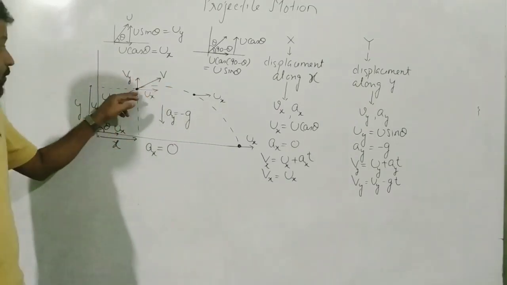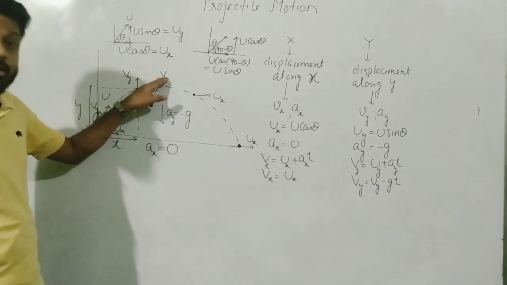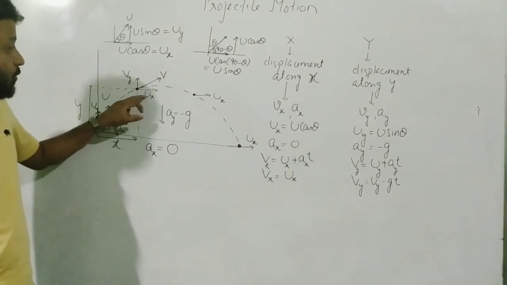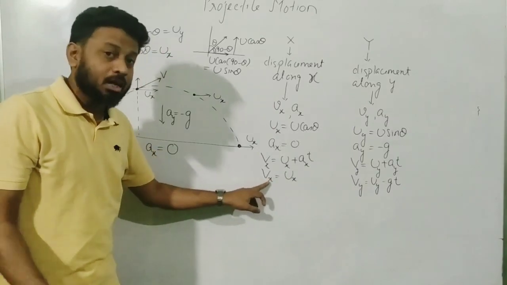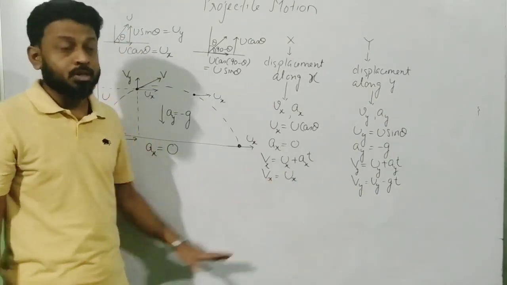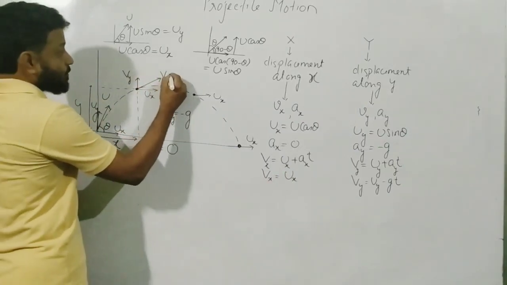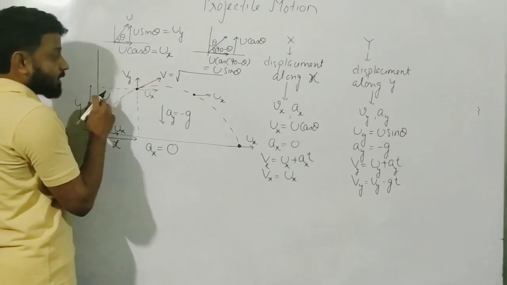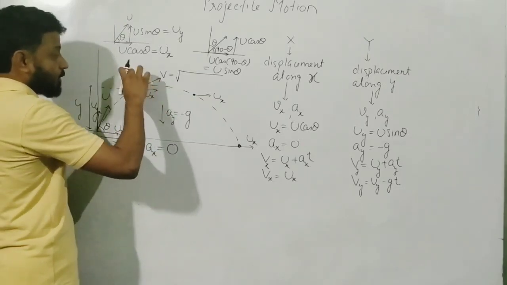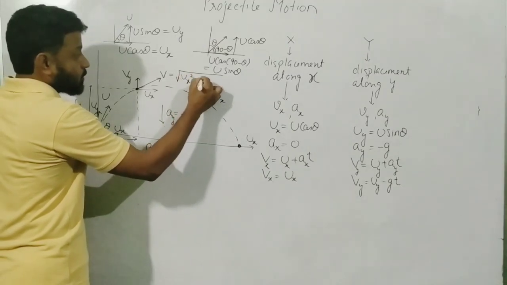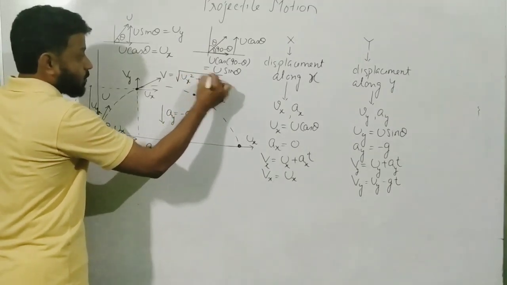So at this point, if I have to find the net velocity, I have to rely on ux and vy. Remember, ux is basically your vx, but it is not changing, so I have the liberty to write this as ux always. So if I have to find the net velocity over here, then I will use this concept of vector, that if I know the x component and the y component, I can find the resultant. The resultant will be equal to the square root of ux square plus vy square.